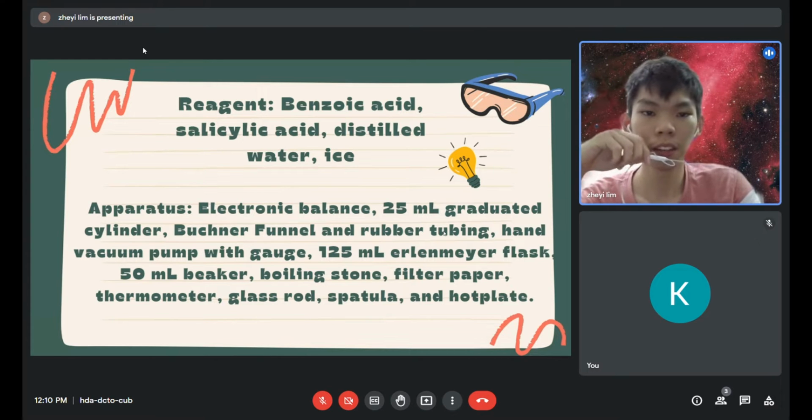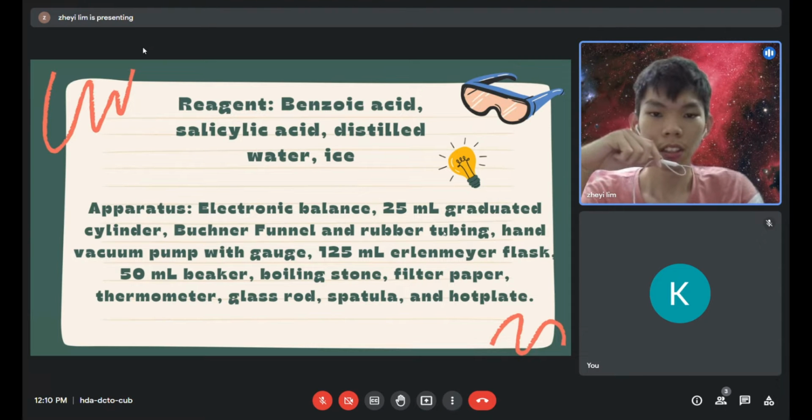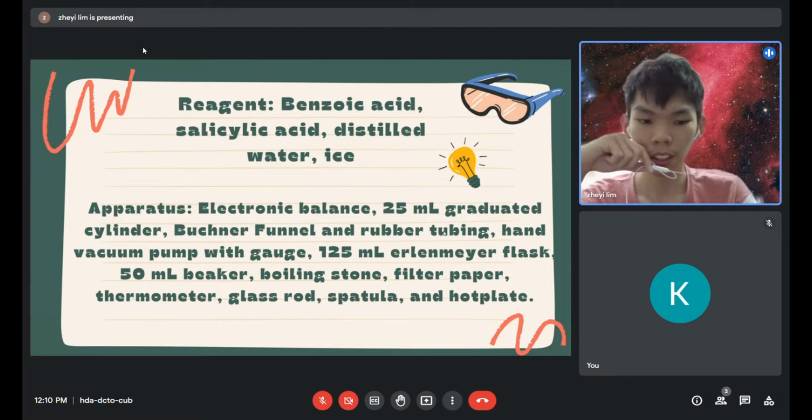And now I will talk about the reagents used in experiment 2. The reagents are benzoic acid, salicylic acid, distilled water, and ice. For the apparatus, there is a balance, 25 ml graduated cylinder, Buchner funnel, and tubing, hand vacuum pump with gauge, 125 ml Erlenmeyer flask, 50 ml beaker, boiling stone, filter paper, thermometer, capsule, spatula, and hot plate.